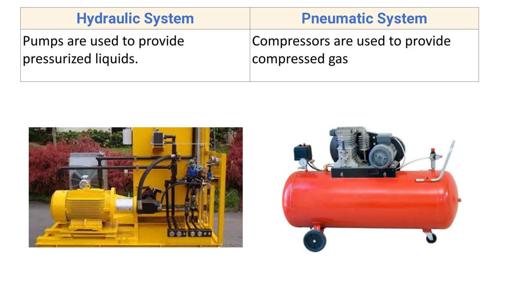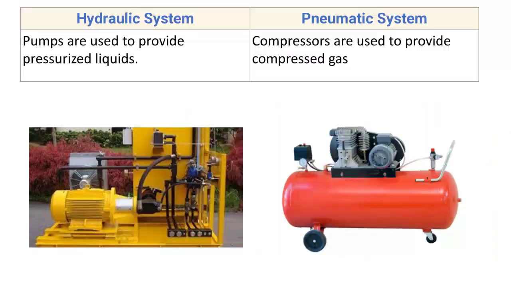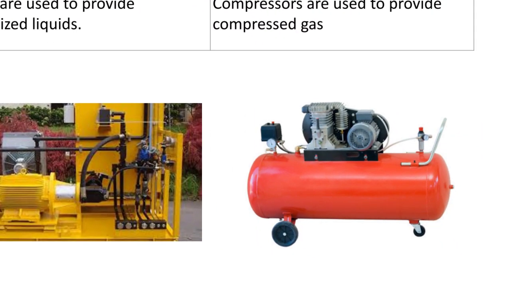Next point, the hydraulic system: pumps are used to provide the pressurized liquid. Here you can see the actual hydraulic system. This is the pump, and it is used to provide a pressurized liquid to the components of the hydraulic system. So in the hydraulic system we are using pumps to provide the pressurized liquid. In the pneumatic system, compressors are used to provide the compressed gas. Here you can see the compressor, and the compressor is used to compress a working fluid, that is nothing but the air, and that air is then supplied to various components of the pneumatic system to perform the work.